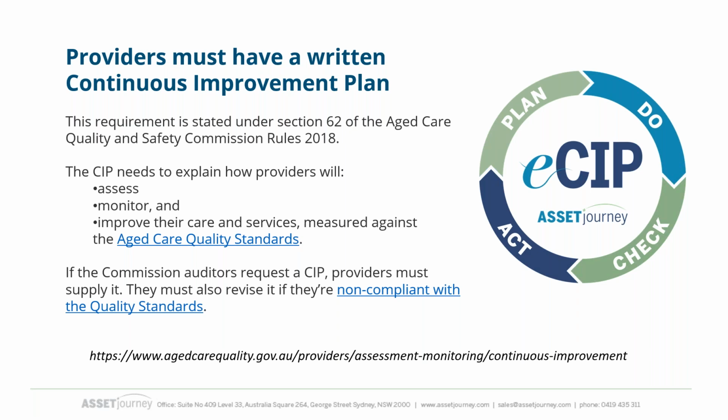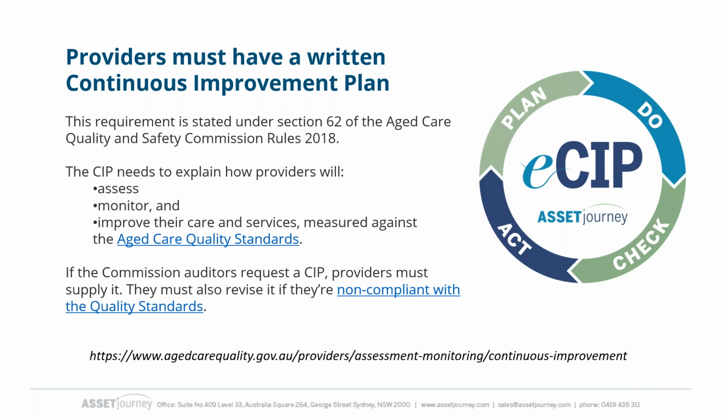I mean, that's something we have to just admit. Yes, it's a lot of government overhead, but in a way it has a real value in improving operations and keeping the staff, workers and management focused on what's most important, which of course is the best care possible for the aged care community, the older people, and also providing your workers with the tools, resources, empowerment and training they need to provide that level of care. So as it says here, if the commission auditors request a CIP, providers must supply it.